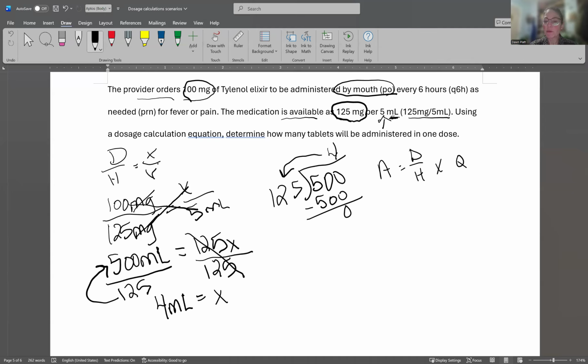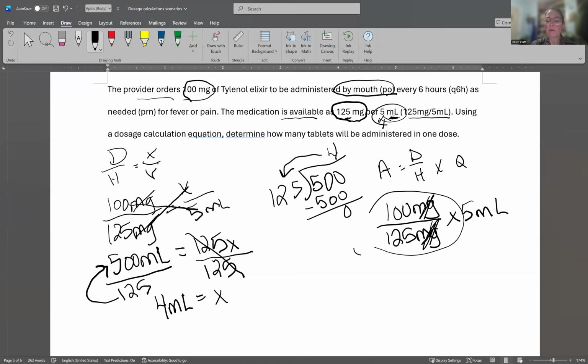All right, so to do this one with A equals D over H times Q, it is going to look a little differently now, and I'll show you how that works. We're still going to go back and plug in the same information. So the doctor's order is 100 milligrams, over what we have on hand, 125 milligrams, times the 5 milliliters. Okay, so we're going to solve this fraction first. Get rid of our milligrams because they cross each other out. And then I'm going to divide 125 into 100.